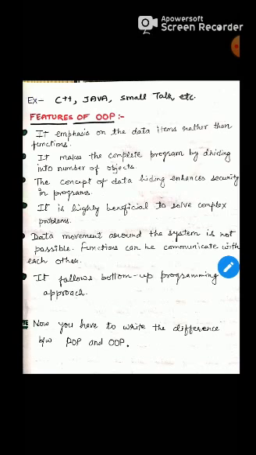Second, it makes the complete program by dividing it into a number of objects. Whenever we make any program, we divide that problem into a number of objects, and each object will contain its own data and functions. The concept of data hiding enhances security in programs, because each object contains its own data and functions. Next, it is highly beneficial for solving complex problems. Next, data movement around the system is not possible, and if objects want to communicate, they can communicate with the help of functions. Next, it follows the bottom up programming approach. So these are all the features of OOP.